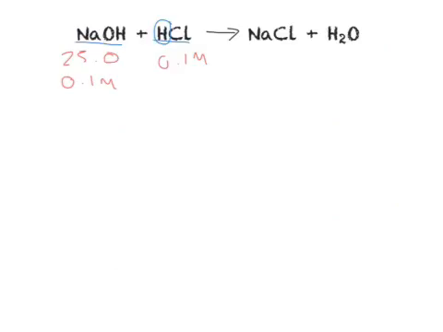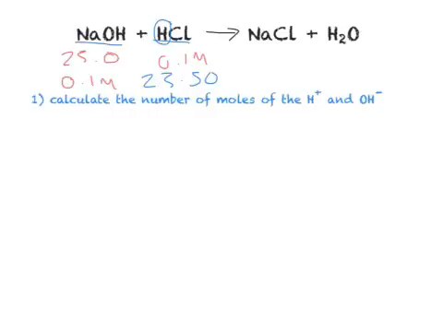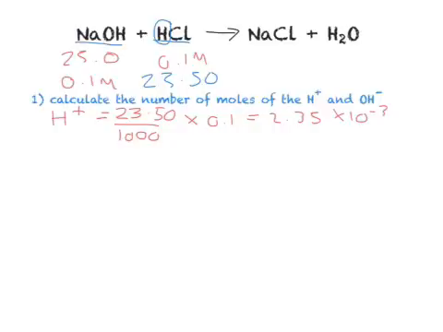So let's go back to that original neutralisation reaction, and let's just say that 23.50 centimetres cubed of the acid was titrated. So step 1, we need to calculate the number of moles of the hydrogen ion and the hydroxide ion. We do this by looking at the volume times by concentration. And don't forget to convert that volume by 1000. If you pop that into your calculator, it comes out as 2.35 times 10 to the minus 3. Then for the hydroxide ion, this comes out as 2.50 times 10 to the minus 3.